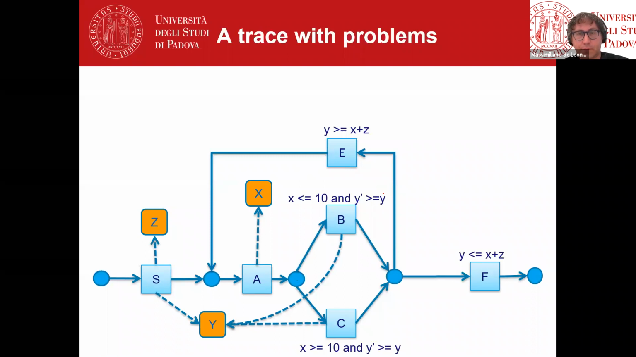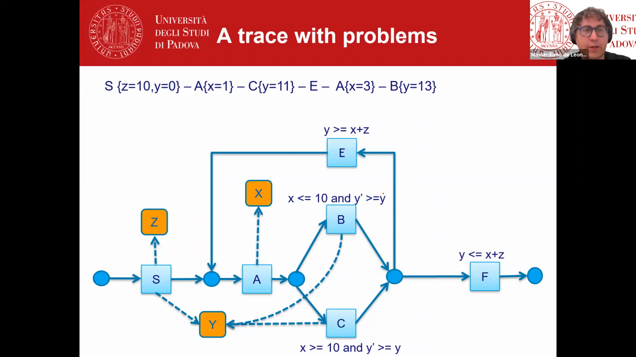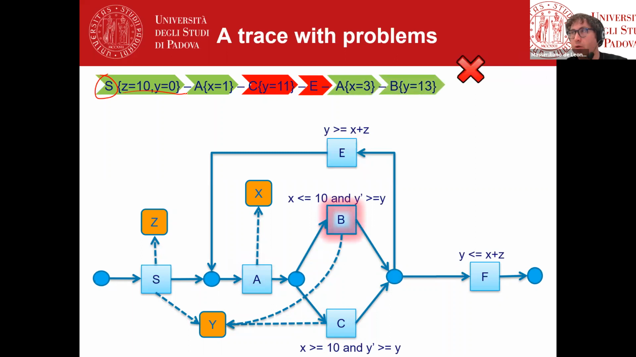So now let's take a trace. The trace corresponds to transition executions and the values assigned to the different variables. And you will see that, firstly, I fire S, assigning Z value 10 and 0 to Y. Then I execute A, assigning X equal to 1. Then I execute C, and I say Y has to be 11. I observe that this is, of course, not possible, because in order to do C, X has to be larger than 10, but X is 1, so it's not allowed. And then I can go on and on. So here you see that transitions can only fire if the preconditions are evaluated to true.